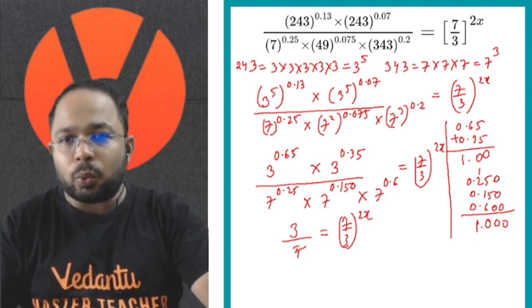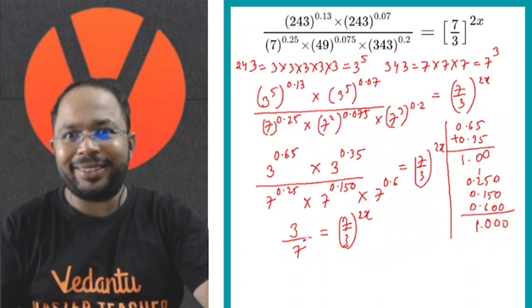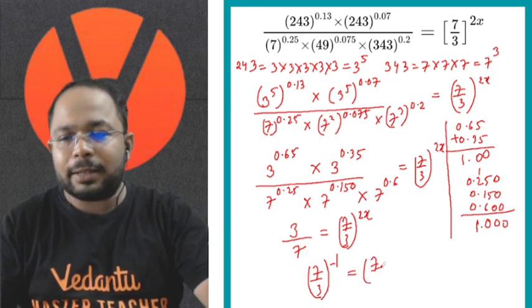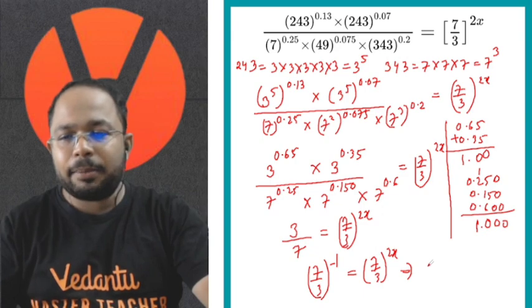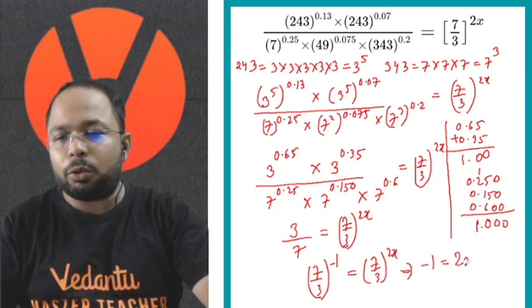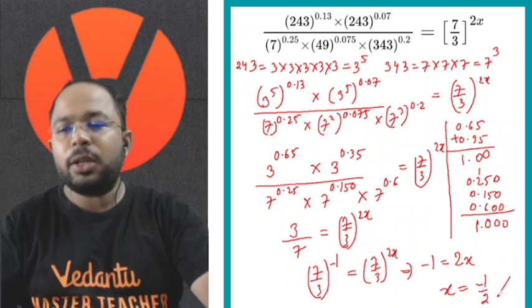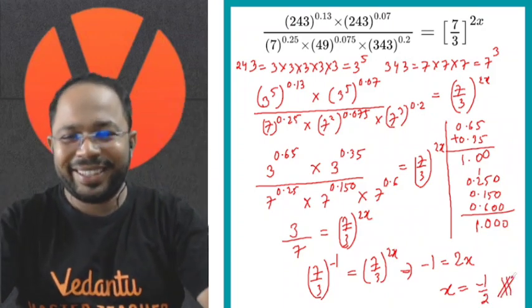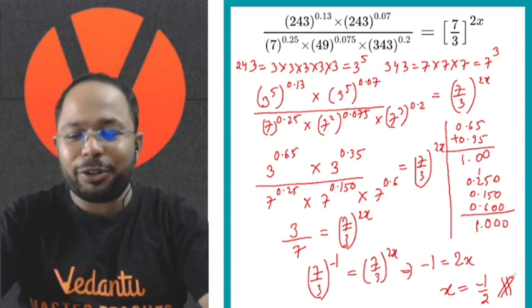So, are you getting any sort of hint? Yes, sir. We can just reverse it to the power -1 and 7/3 to the power 2x. So, same base, -1 would be equal to 2x. So ultimately x is -1/2. This is the right answer, students. Very well done. Let's move on to the next question.